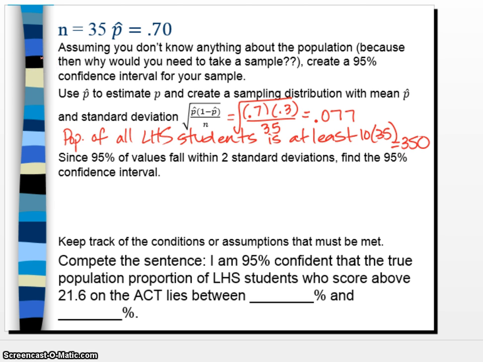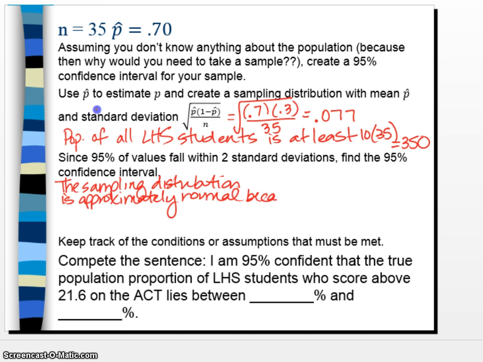Since 95% of all values fall within two standard deviations, we can find the 95% confidence interval. Well, this only happens in a normal distribution. So how do we know that this is a normal distribution? Well, we're going to say that the sampling distribution is approximately normal because, and this is where we have n times p has to be greater than or equal to 10, and n times 1 minus p has to be greater than or equal to 10.